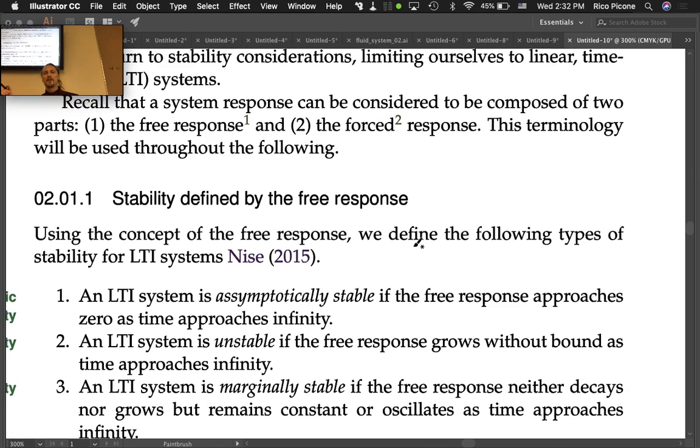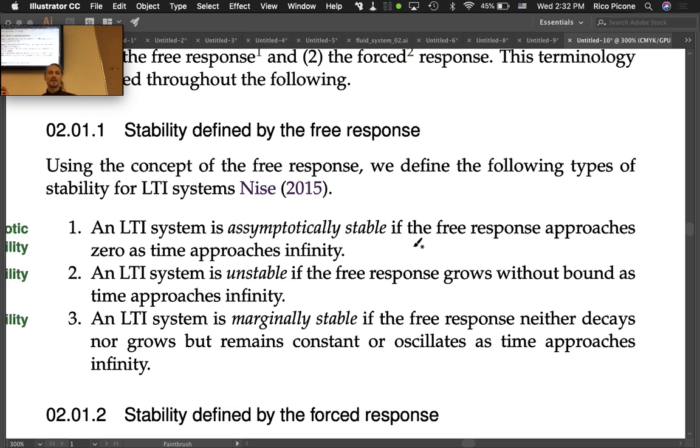We're going to first look at stability in terms of the free response, and that's the one we're going to focus on. Using the concept of the free response, we define the following types of stability for LTI systems. An LTI system is asymptotically stable if the free response approaches zero as time approaches infinity. So you start at some initial condition, you let the system evolve in time, and if it approaches zero, then we're stable. That's our stable system.